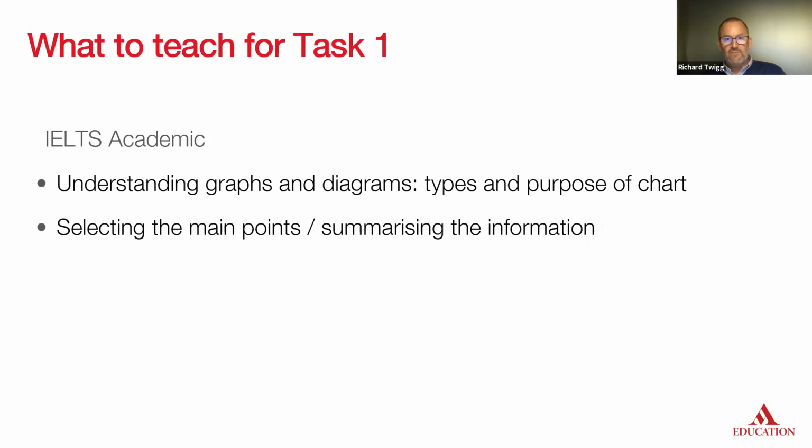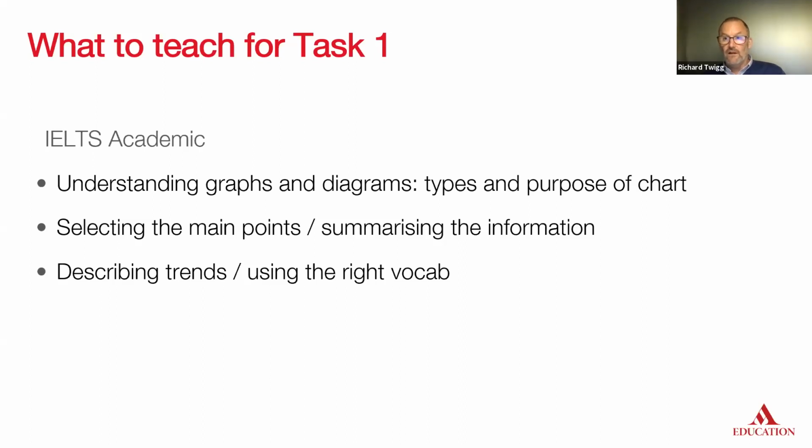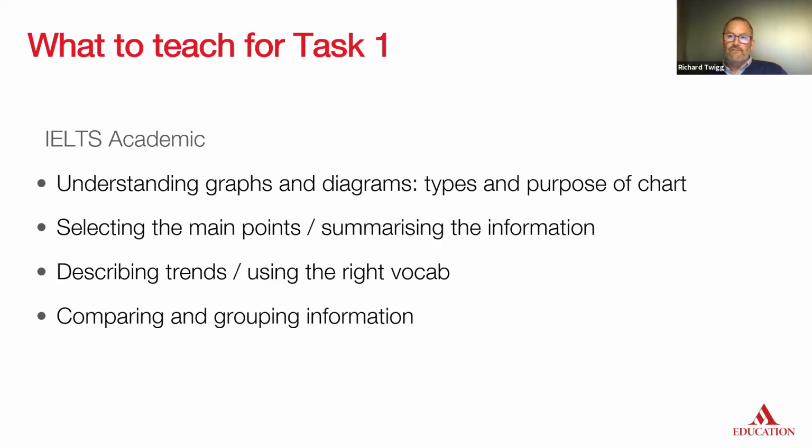They need to be able to select the main points and summarize the information that they see. They need to be able to describe trends using the right vocabulary. So talking about rise, fall, decline, peak, trough, sharp decline, sharp fall, sudden rise, plateau, those kind of things. Then they need to be able to compare, but also to group information, because in the graph, they might have 1 line, they might have 4 lines, and they don't have in 150 words time to describe every single point on every single line. They might need to be able to group the information together to describe and to then compare certain parts of the information.